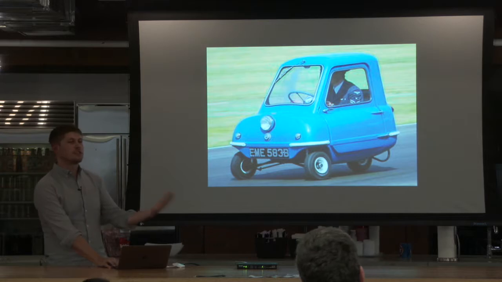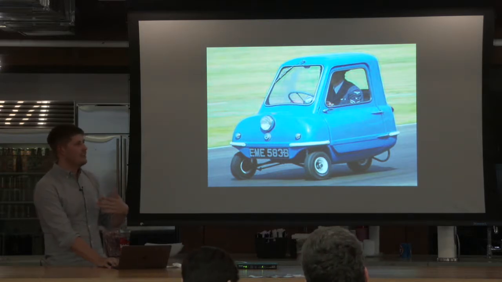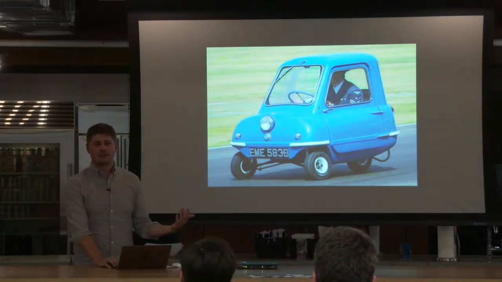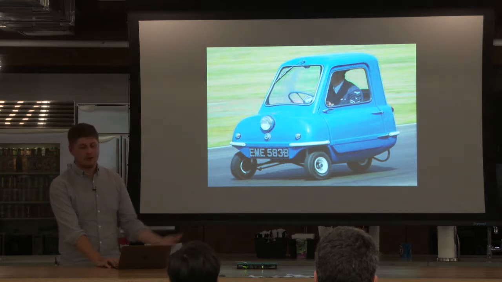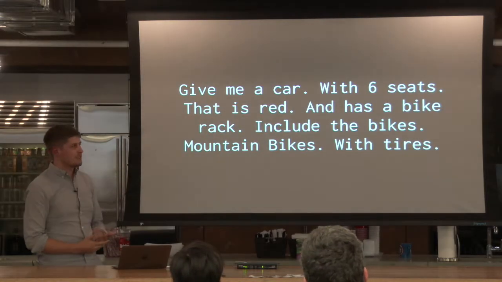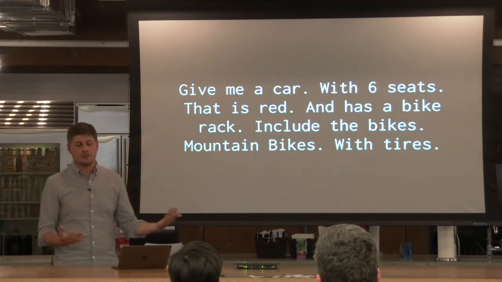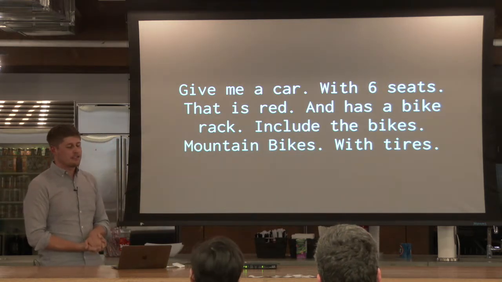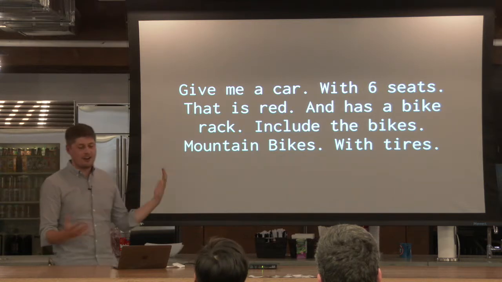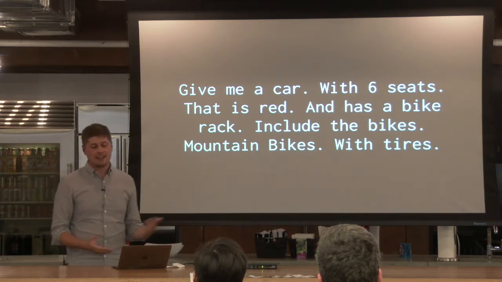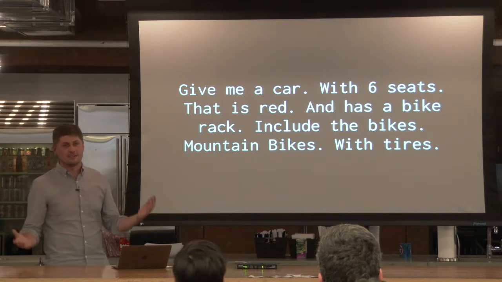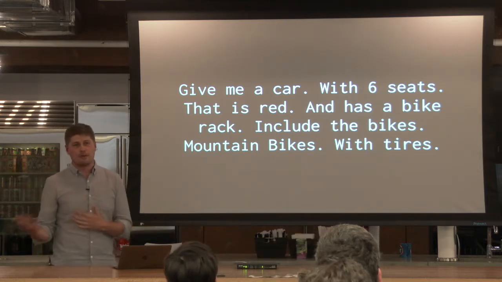Whereas GraphQL forces you into that pattern. There's not really a bad way to write a contract in GraphQL. You just kind of have to do it the right way. And I think that's really great. It makes my life easier as a back-end developer. It makes the front-end developers' lives easier because they know exactly what they're going to get. So I think GraphQL is akin to writing a contract like this: give me a car with 6 seats that is red and has a bike rack and includes bikes, with mountain bikes and with the tires, right? This is what I want to go camping with my friends for the weekend.